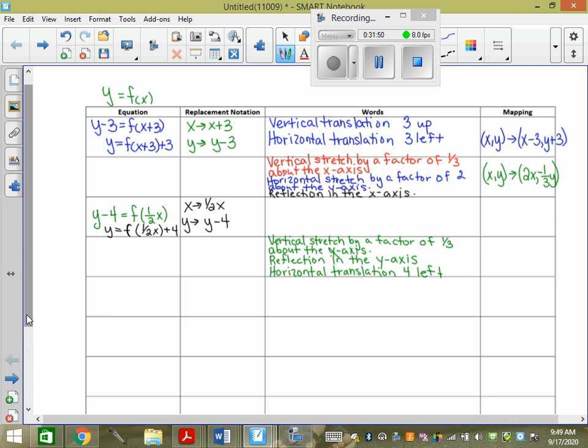Okay, so I have a vertical translation, but I'm not going to state that first because that's just not how we do it. We stretch, reflect, translate. So I have a horizontal stretch by a factor of what? From equation to words it flips, so a factor of 2 about the y-axis. And a vertical translation 4 up.